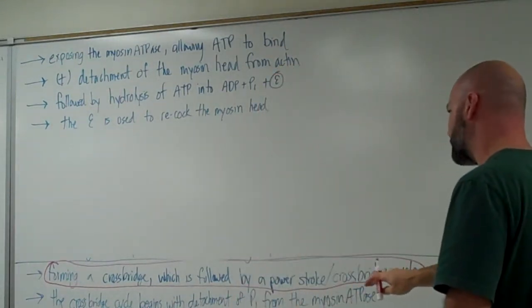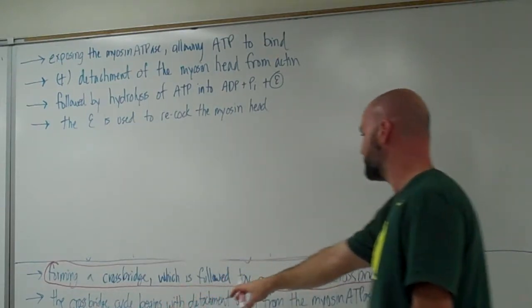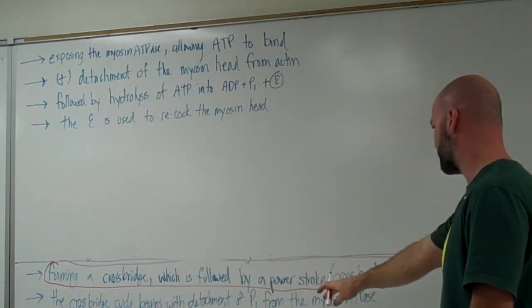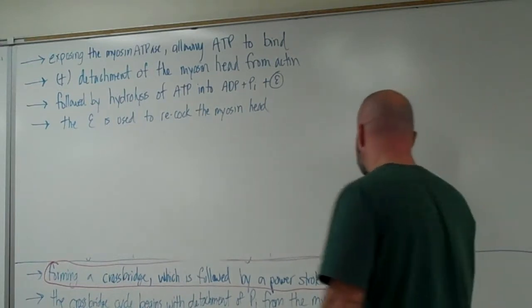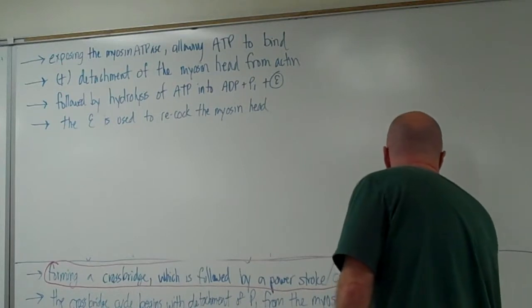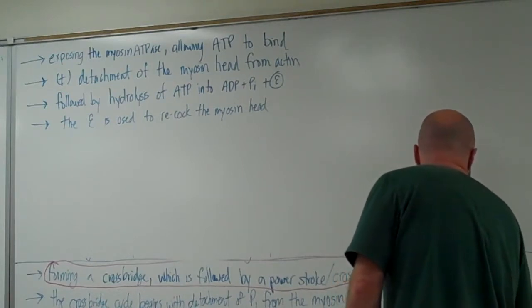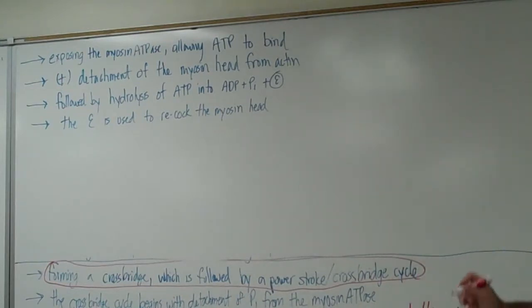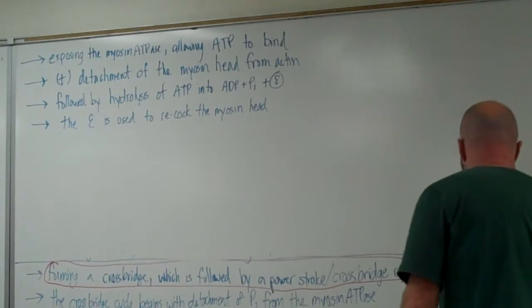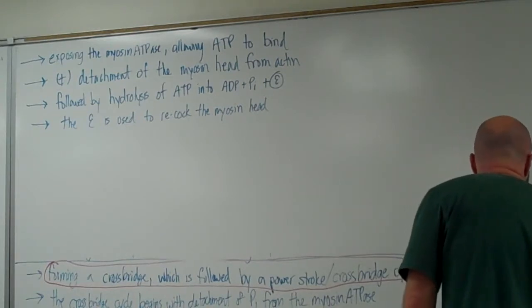So the power stroke has occurred. ADP comes off. At this point, with the myosin head still attached to actin, you have a rigor state.